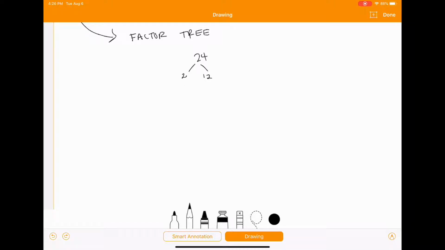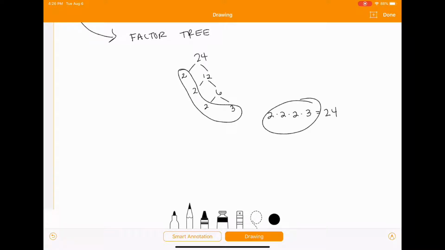So we've got 2 and 12, and then 2 can also go into 12. So 12 divided by 2 is 6. 2 can go into 6, and you're left with 3. 3 is a prime number. So these would be your prime factorization. Now you can go back through, if you do 2 times 2 times 2 times 3, that's equal to 24. So this is our prime factorization of 24.